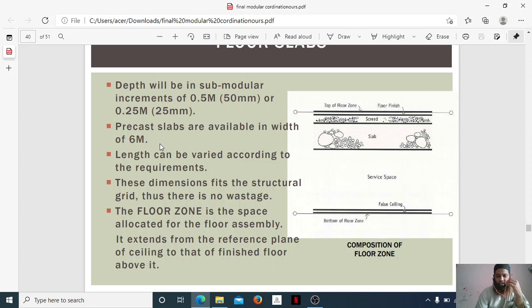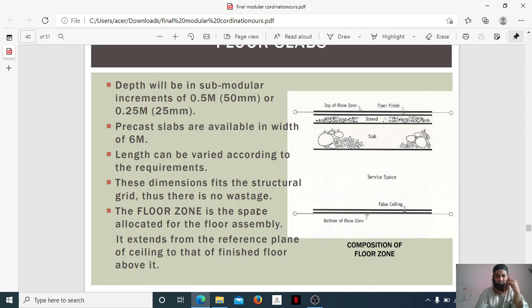Precast slabs are available in width of 6 m, that is 600 mm. M, as I had told you, we denoted for 100 mm. So 6 m means 600 mm. Length can be varied according to the requirements, but the depth is 600 mm. These dimensions fit the structural grid, so there is no chance of wastage here.